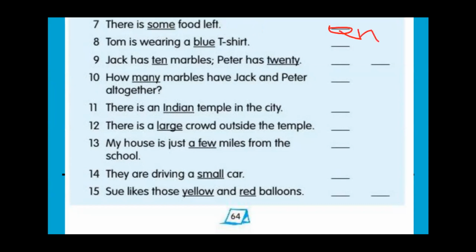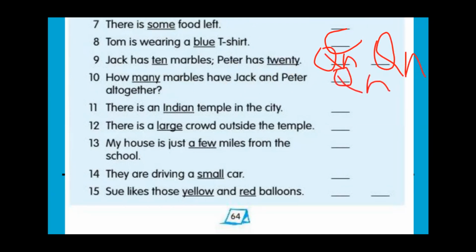Now next, Tom is wearing a blue t-shirt. So what is blue over here? Blue is color. Okay, so C, capital C. Next, Jack has 10 marbles. Peter has 20. What is it? 10 and 20? Quantity, number. QN, both the blanks. Next, how many marbles have Jack and Peter altogether? Quantity.